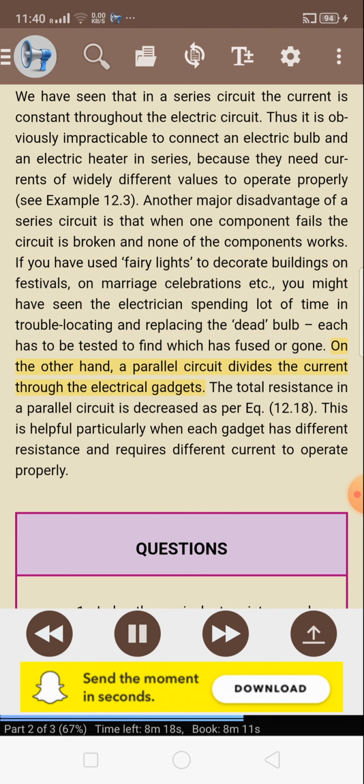On the other hand, a parallel circuit divides the current through the electrical gadgets. The total resistance in a parallel circuit is decreased as per Eq. 12.18. This is helpful particularly when each gadget has different resistance and requires different current to operate properly.